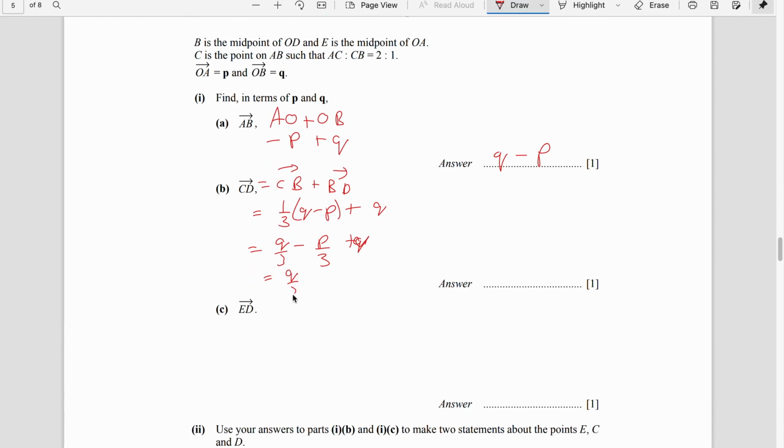Rearrange Q by 3 plus Q minus P by 3 and solve this. So 1/3 plus 1 is 4/3 of Q minus P by 3. You can also take out 1/3 as common if you wish. Makes no difference.